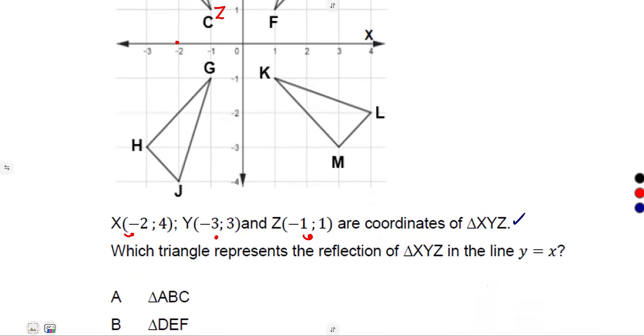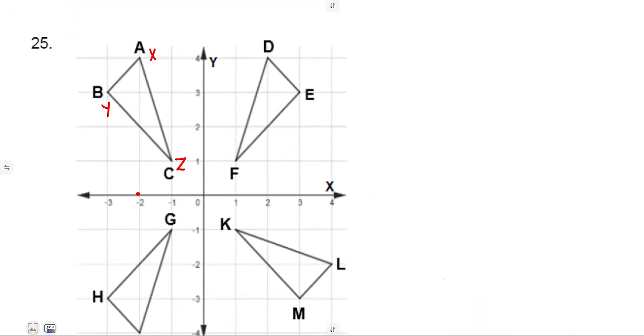So the question here is: which triangle represents the reflection of triangle XYZ, the one that has got these coordinates, in the line y is equal to x? We are back, guys, to the same line y is equal to x. Let us just have a sketch of this line. Remember, same coordinates: -1, -1, 0, 0, 1, 1, 2, 2, 3, 3, like that. The x value is the same as the y value. So the line was going to be like this. This is the line y is equal to x.